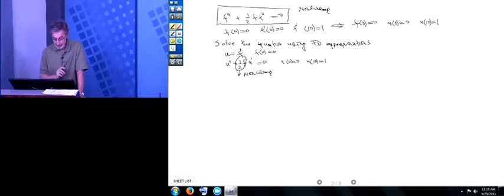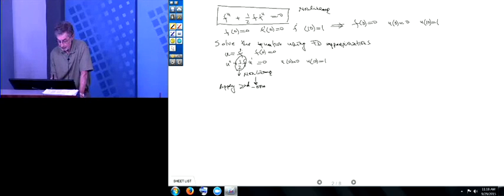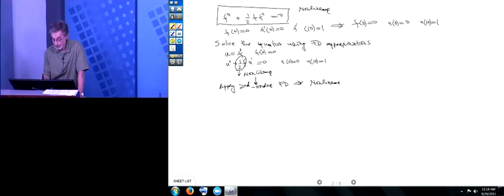Which basically means the finite difference equation, let's say apply second-order finite differences, which will have nonlinear coefficients. This will also be a nonlinear difference equation.